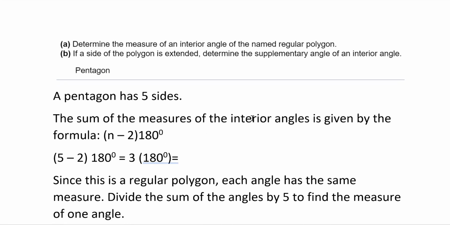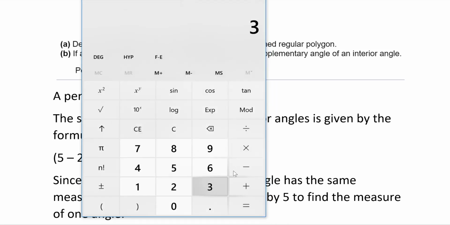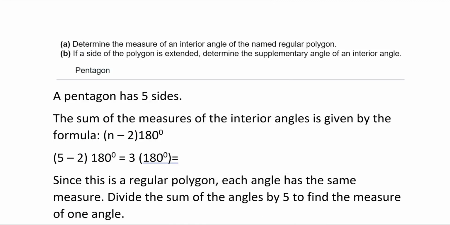Determine the measure of an interior angle of the named regular polygon. And then we have a part B. We'll do part A first. A pentagon has 5 sides. So the sum of the measures of the interior angles is going to be 5 minus 2, or 3, times 180. 540 degrees.